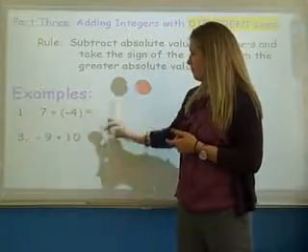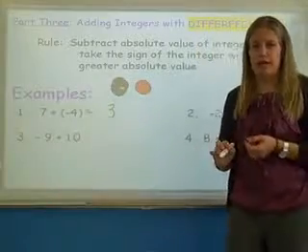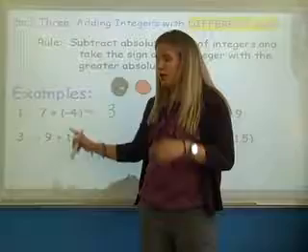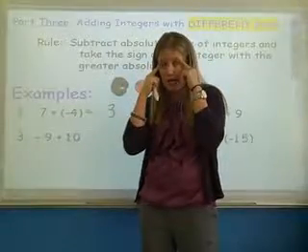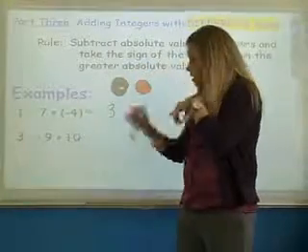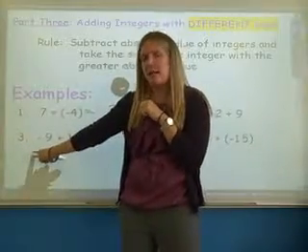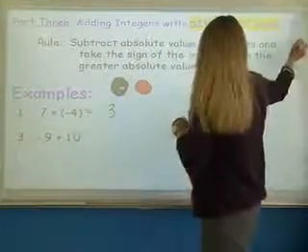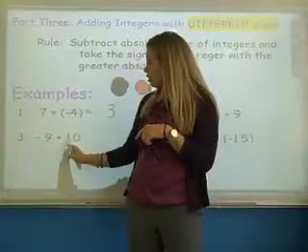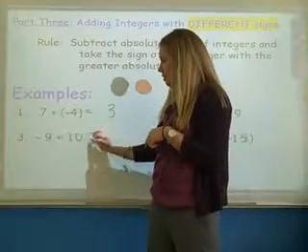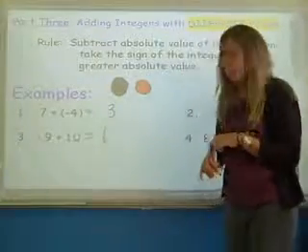Okay, so let's do another one. Again, pause me if I'm going too fast. Negative 9 plus 10. What you should be thinking in your head, and I want to see this written down: different signs, so I subtract. 10 minus 9 is 1. And I'm going to take the sign of the larger number, larger absolute value. 10 is larger than 9, so I'm going to have a positive answer, positive 1.